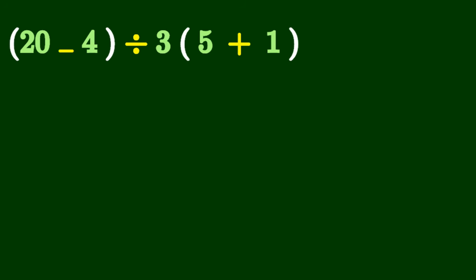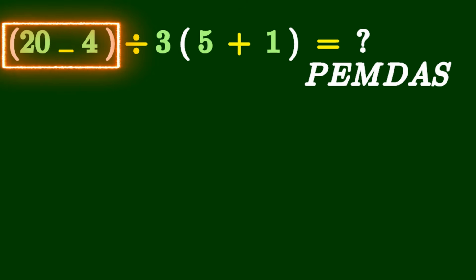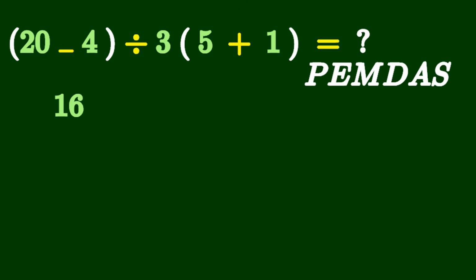Our problem is 20 minus 4 divided by 3 times 5 plus 1. According to PEMDAS, we must do this parenthesis first. So 20 minus 4 equals 16. And our problem becomes 16 divided by 3 times 5 plus 1.